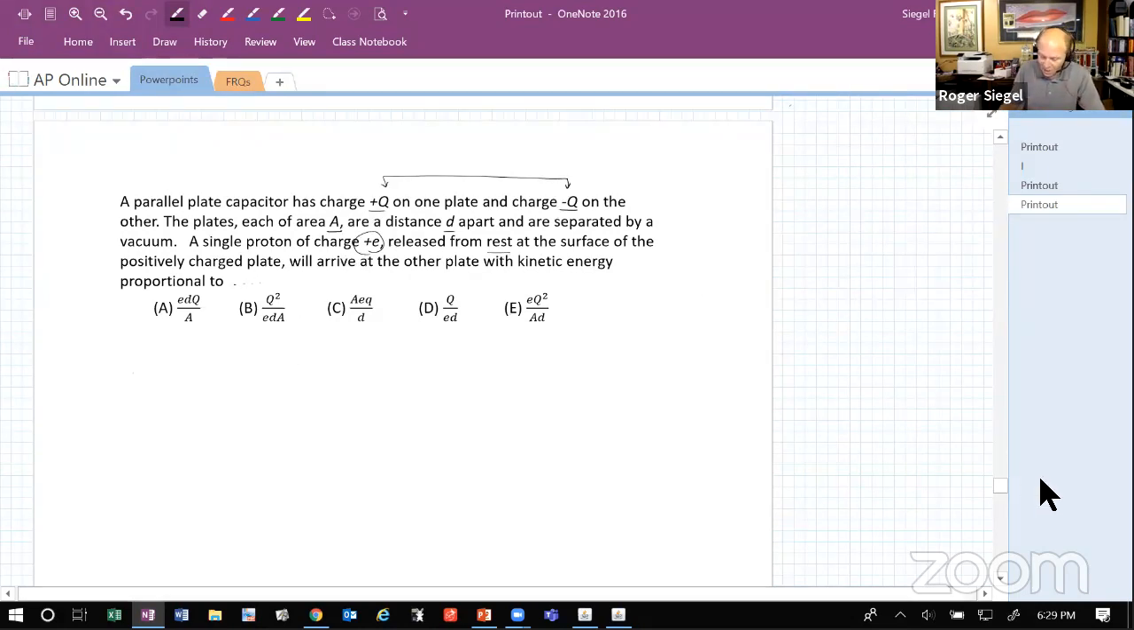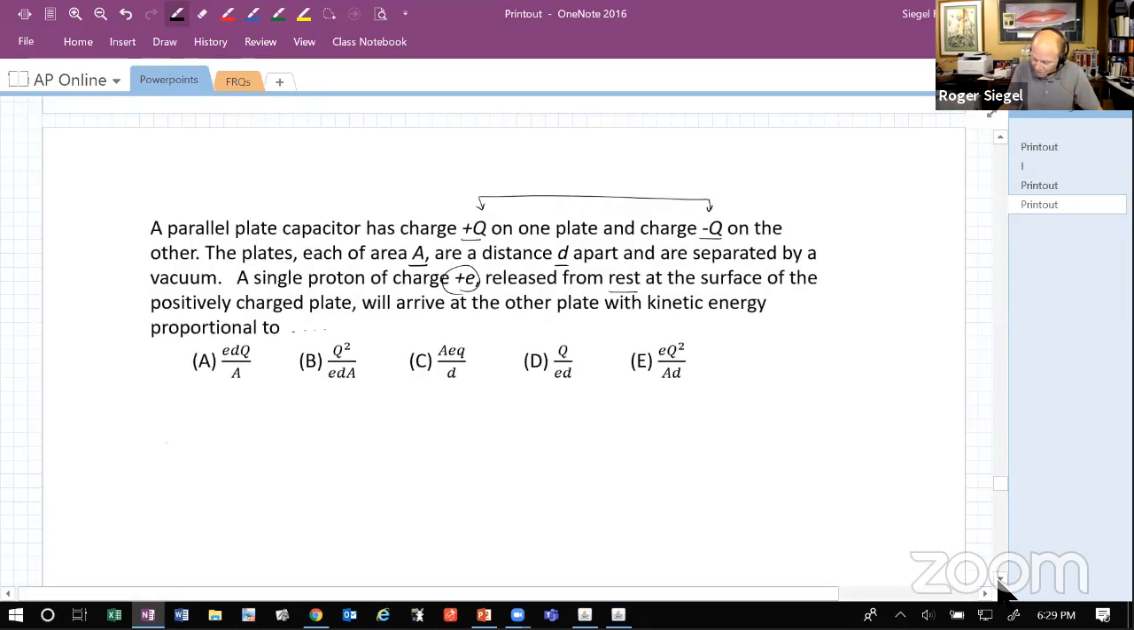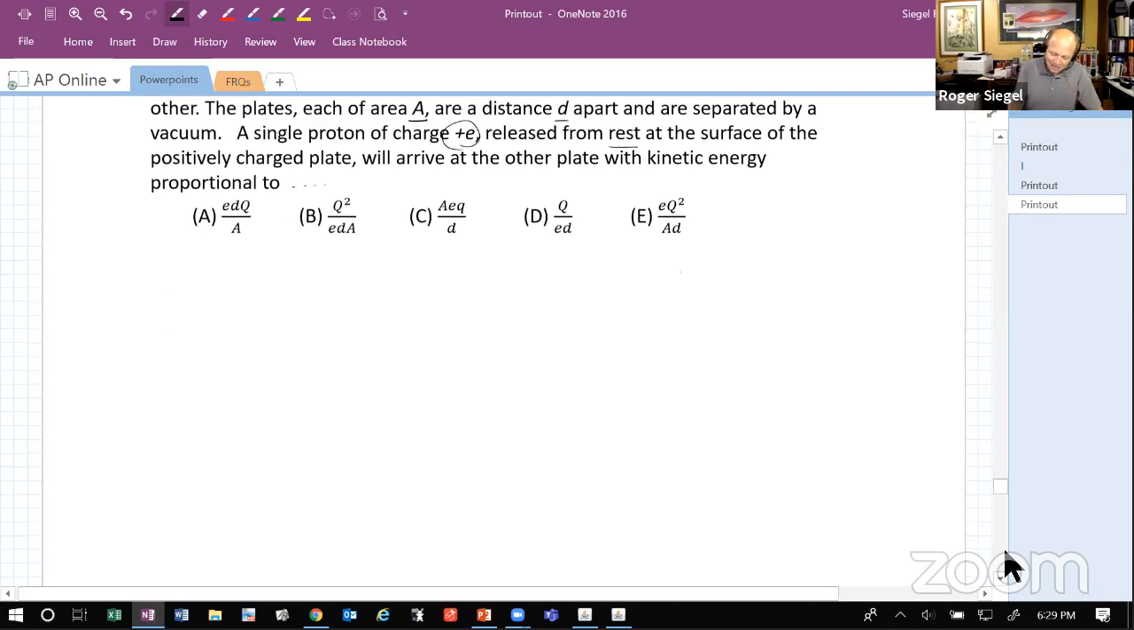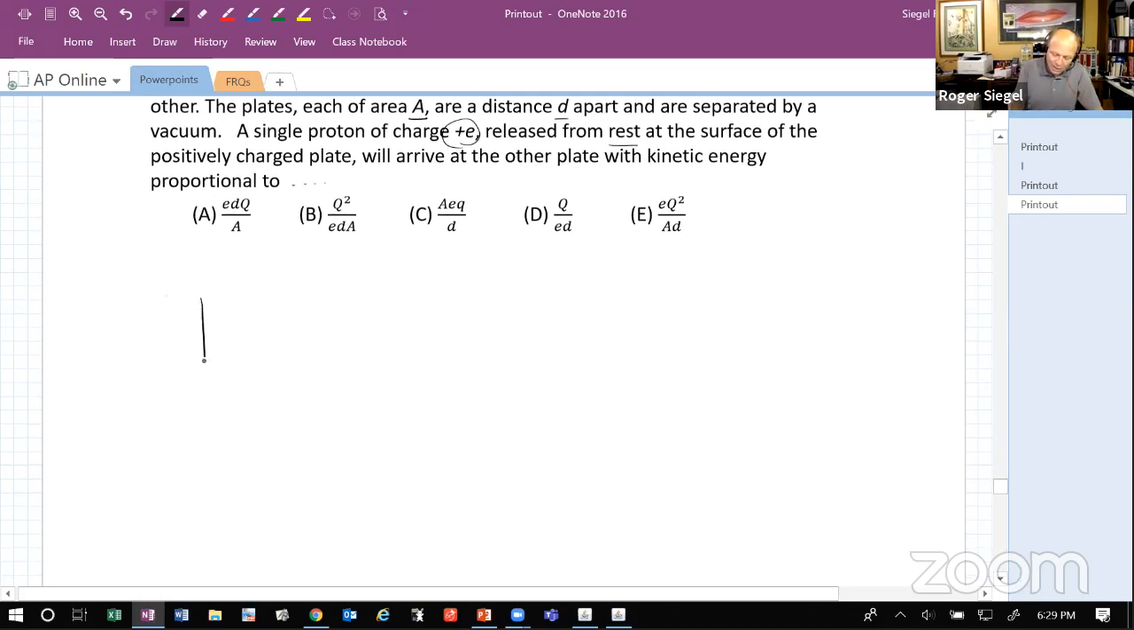I'm going to draw this out because I'm a physics teacher and I like to draw things. So let's go ahead and draw this out, and you should draw it with me if you can. We've got a positive plate here, and we've got a negative plate here, and their charges are Q plus and Q minus.